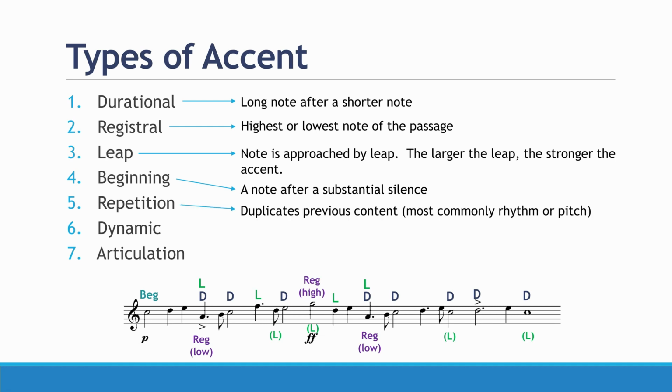Next, repetition accent occurs when there's a duplication of previous content, most commonly as rhythm or pitch. So in my particular example, you can see that there's a repeating rhythm that happens in the music. We get a da, da, da, da, da, da. Or if we want to essentialize that down to its rhythm, ta, ta, ta, ta, ta, ta. That thing repeats starting on the G that we get a few beats later. Exactly the same rhythm again.